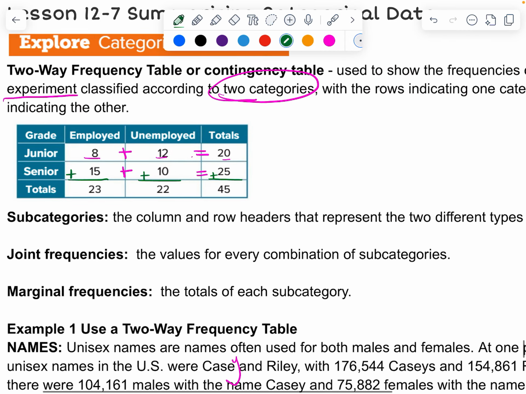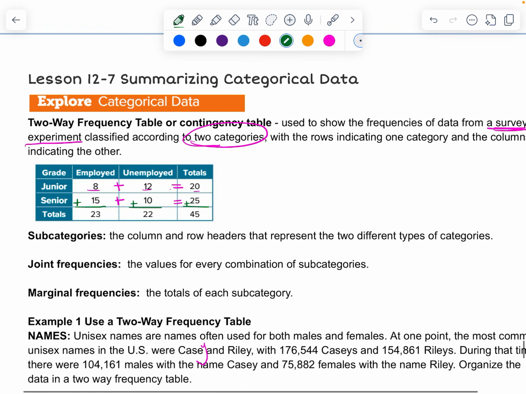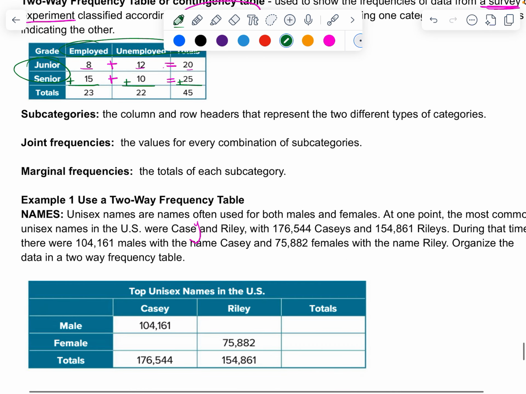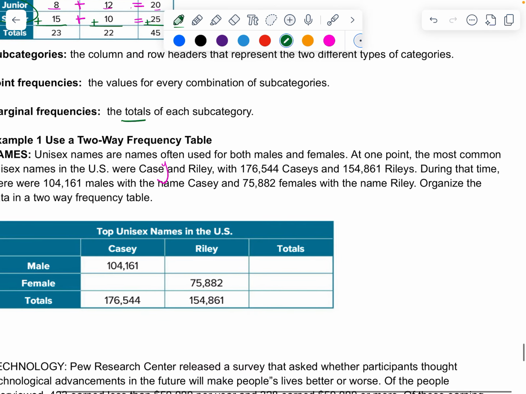Subcategories: the column and row headers that represent the two different types of categories. So, these are my two types of categories. The joint frequencies are for every combination of the subcategories, and then marginal frequencies are the totals. Okay, so here we go.